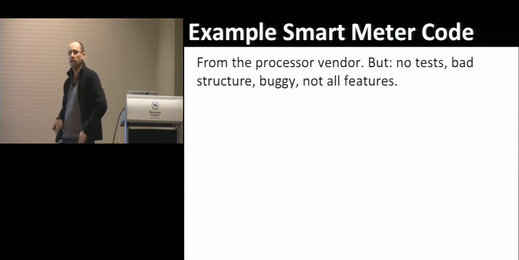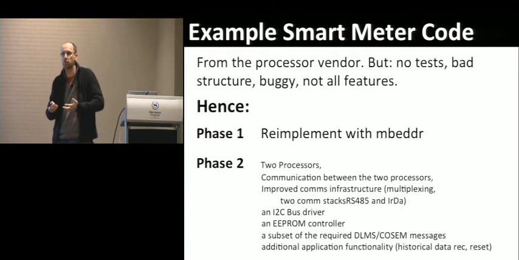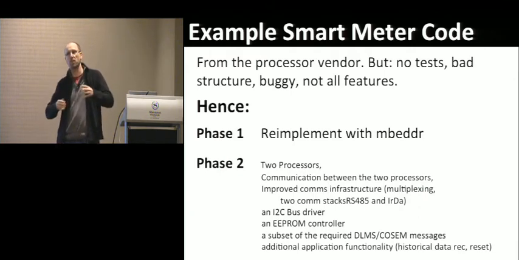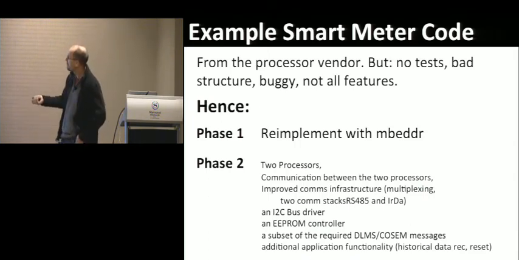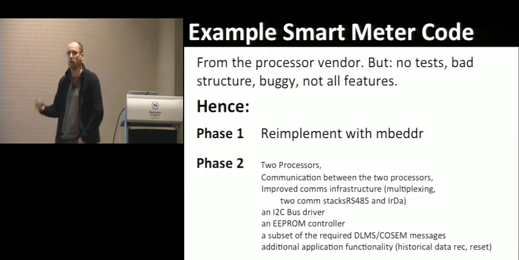And as part of the implementation of Smart Meter with mbeddr, we had, therefore, 2 steps. The first one was essentially re-implementing the reference system, the example system, with mbeddr from scratch, essentially retyping it, factoring it into components and using all the extensions we have. And then phase 2 was enhancing that with additional features that were required for our particular project by the customer.